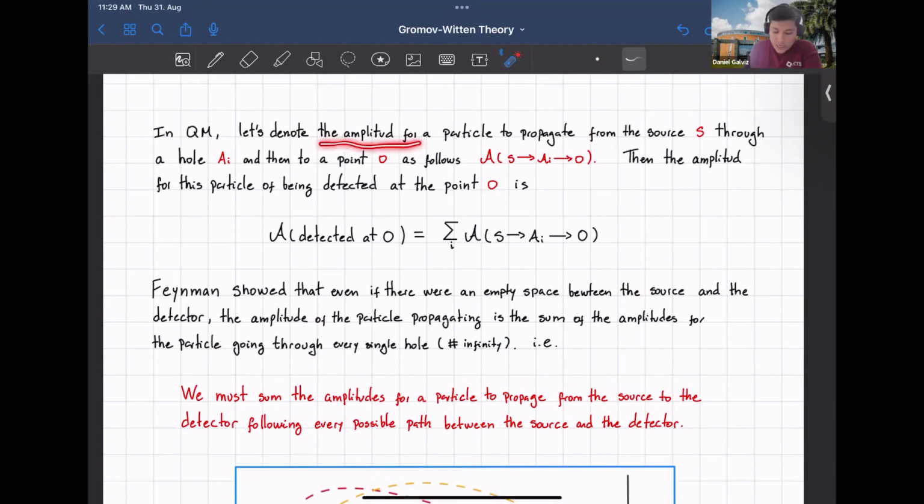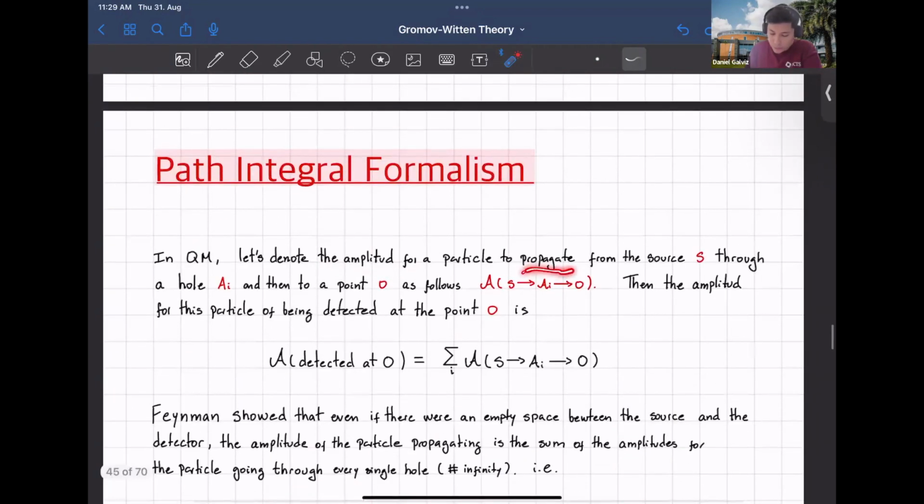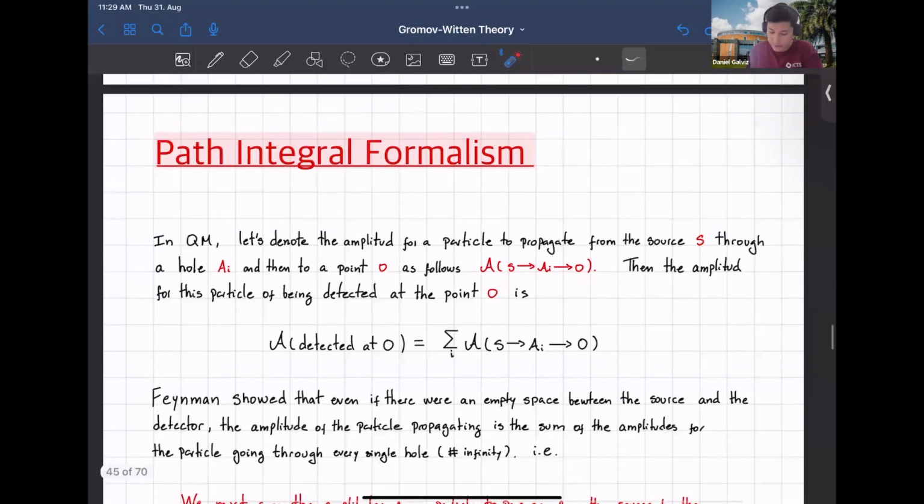So we will denote the amplitude of a particle to propagate from the source X through a hole A_i, and then to a point, which will be the detector. You create a particle, and then you send it passing through just one of the holes, and then it hits the detector. So this is schematically how we are going to say it.